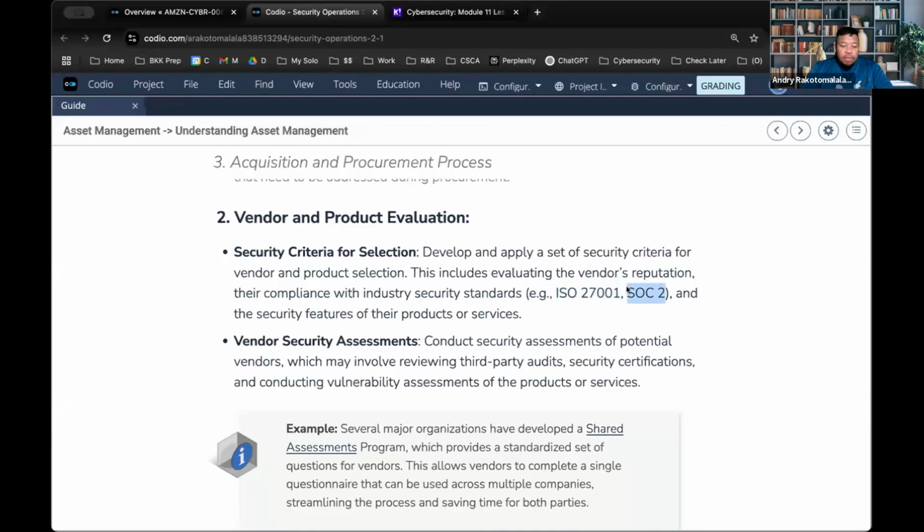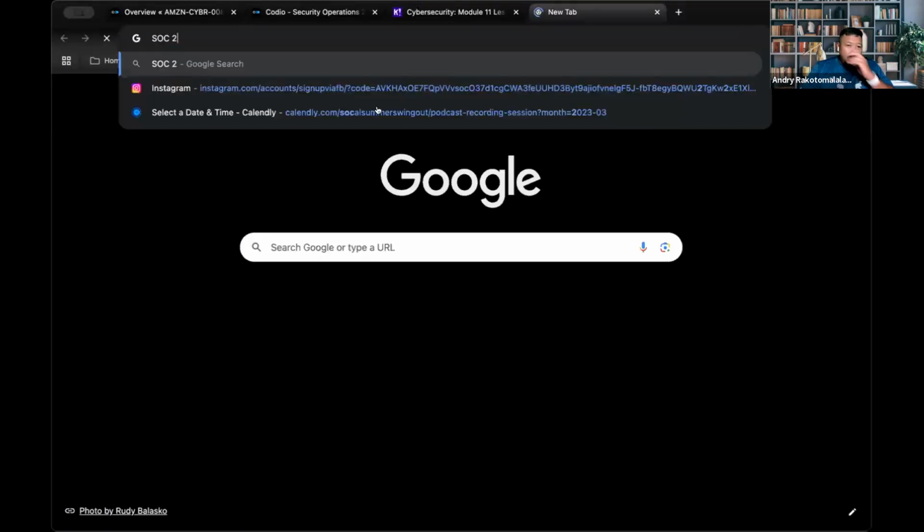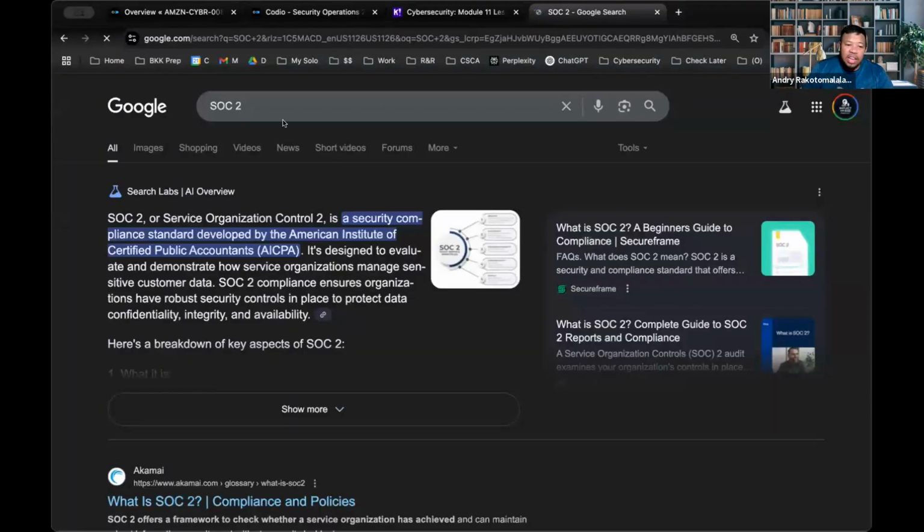Now, if you're unfamiliar, SOC 2 is essentially called the Security Organization Control, and it's actually made by the accounting organization, the American Institute of Certified Public Accountants. And there are three types of SOC. There's SOC 1, SOC 2, and SOC 3.